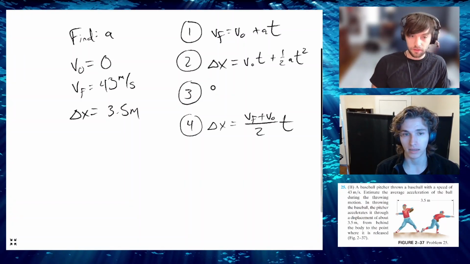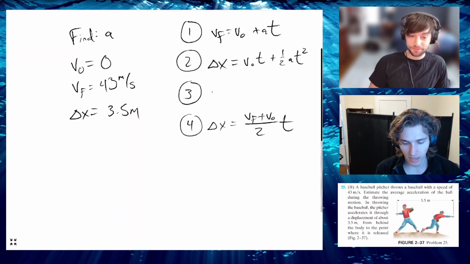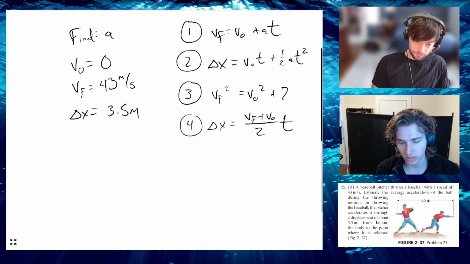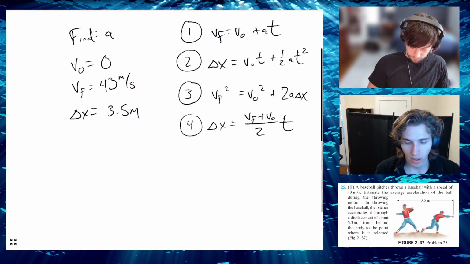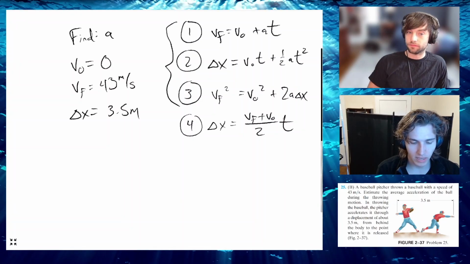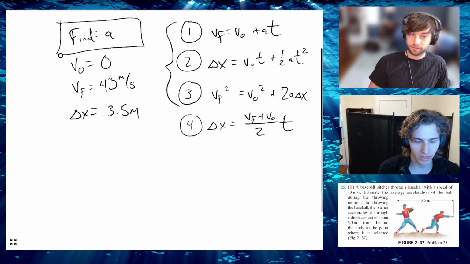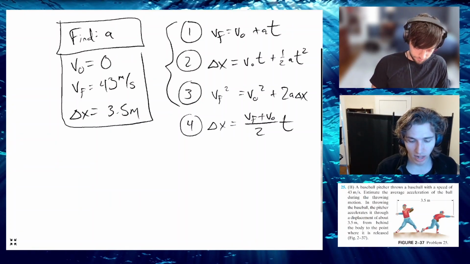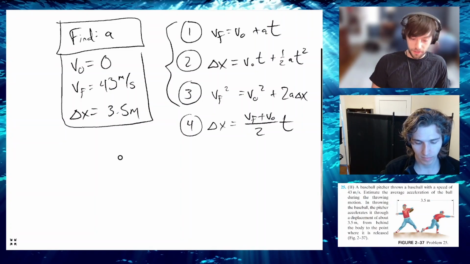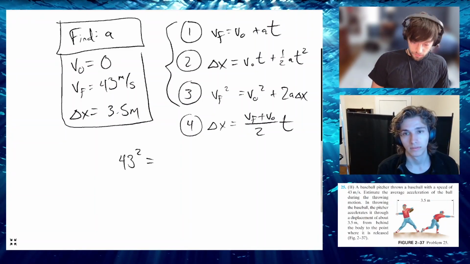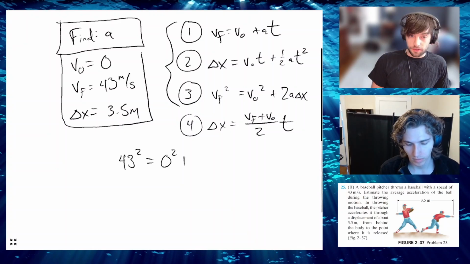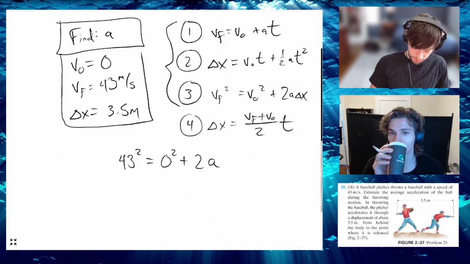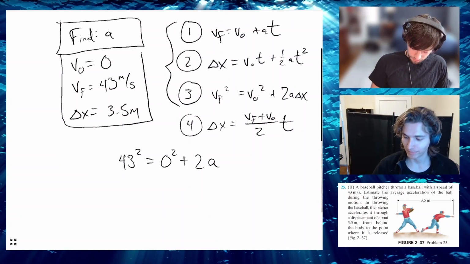Do you remember the third kinematic equation? No. So this is going to be V final squared equals V initial squared plus 2a delta x. Now, which of these three equations should we be using to solve for the acceleration, given the information that we have? I think we should use number 3. Yeah, number 3 makes sense to me. Can you help me fill it in? 43 meters per second squared equals 0 plus 2 times A, our unknown, times 3.5.